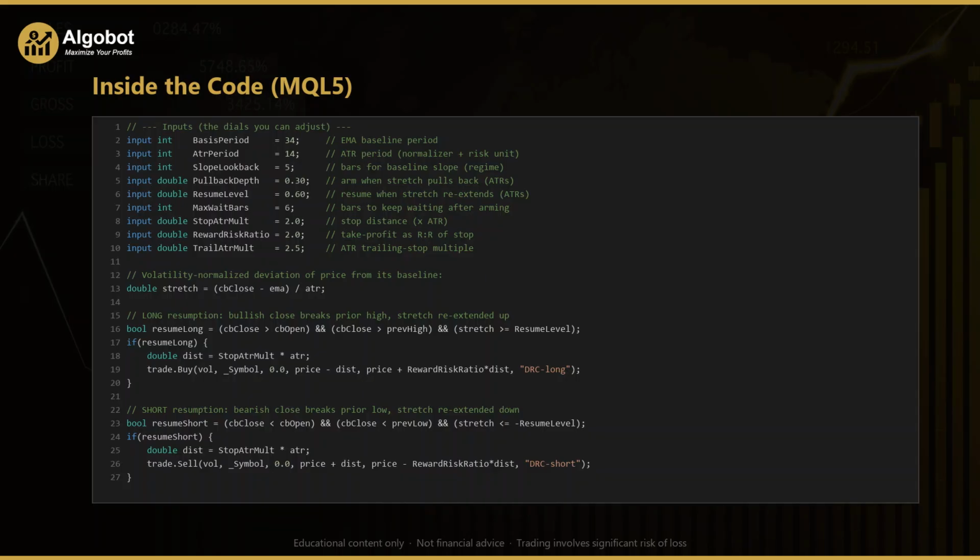The short block is the exact mirror. The bar closes below its open, closes below the prior bar's low, and the stretch is less than or equal to negative resume level. Then the code calls trade.sell, with the stop one distance above price and the take profit the same multiple below. Notice both sides are fully symmetric, the same rules, simply flipped. That symmetry is what keeps the strategy consistent across rising and falling markets.